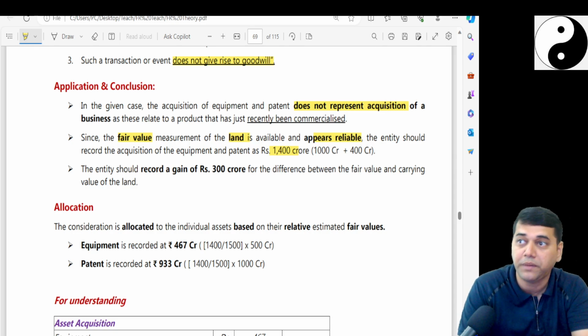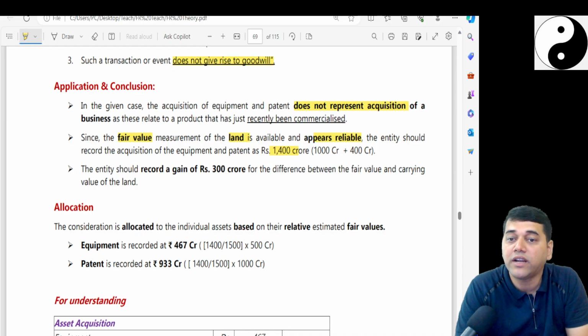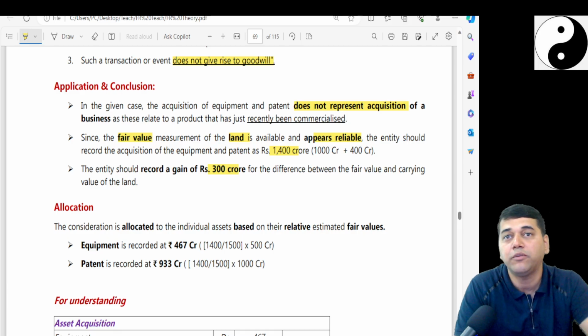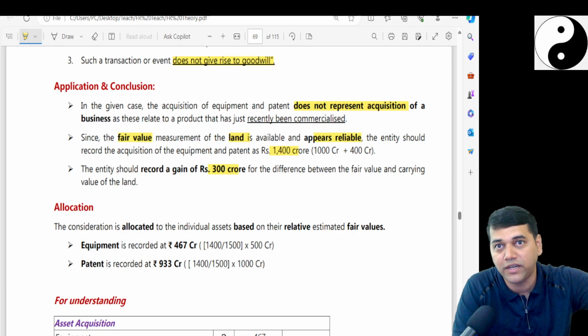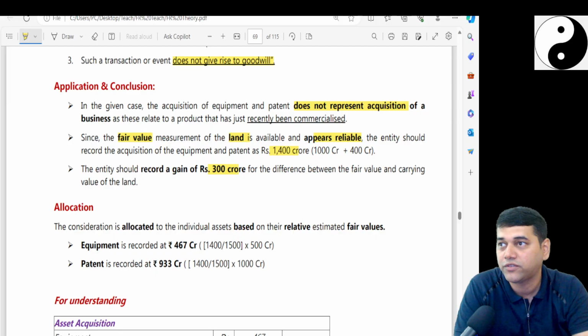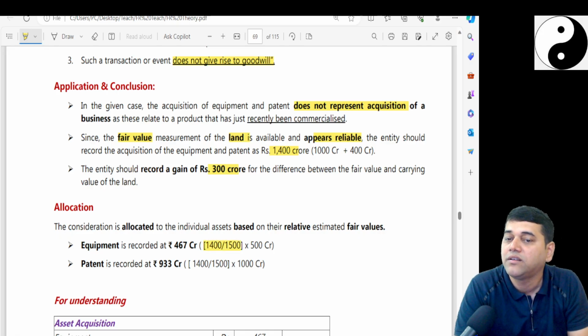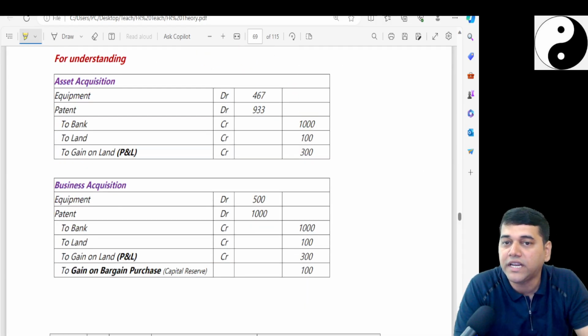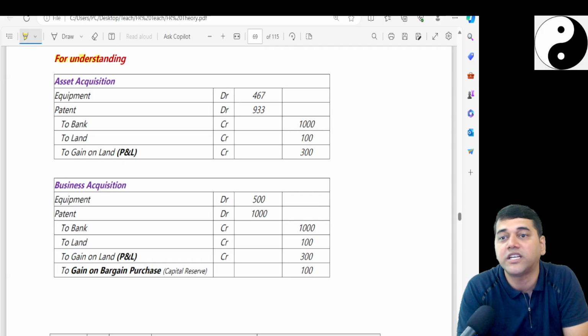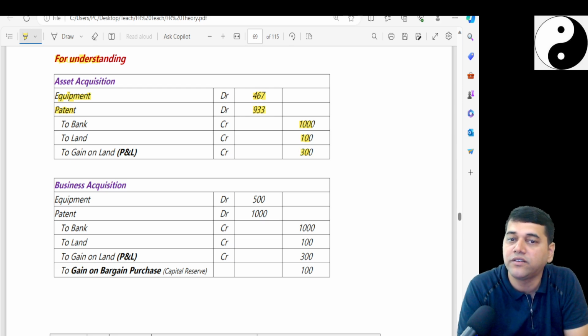Now we go back to PP. You see the interconnection. The entity should record a gain of 300 crores for the land. Why? Because the book value of the land going out is 100, and the fair value is 400. So the 1,400 should be allocated based on 500 and 1,000. Your accounting entry will be: equipment, patent 467,933, to bank, to land, and the difference is P&L. This is for understanding only, not for the examination.